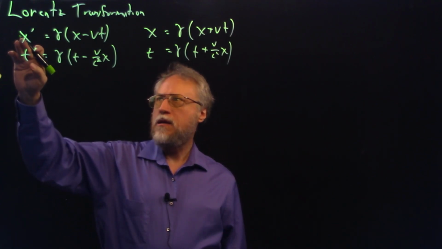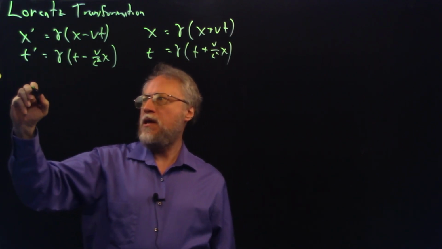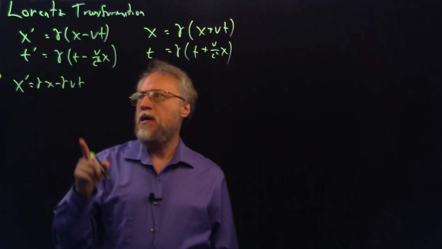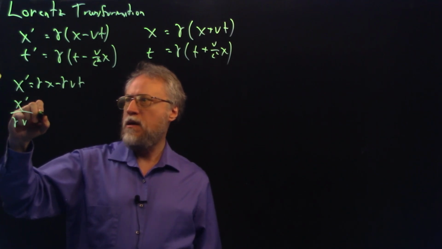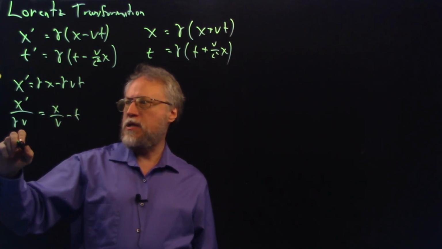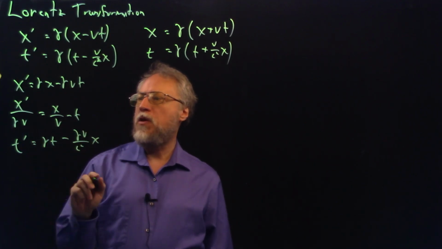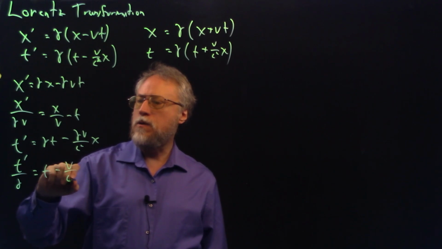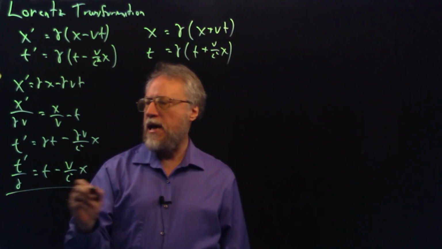So if I take this equation and this equation, and I want to factor out the t, then I get x prime is equal to gamma x minus gamma vt. And if I divide everything by gamma v, this means x prime over gamma v is equal to x over v minus t. I do the same thing with the next equation. t prime equals gamma t minus gamma v over c squared x. Divide both sides by gamma. t prime over gamma equals t minus v over c squared x. Okay, I've got a minus t here and a t there, so I can add the two equations together.